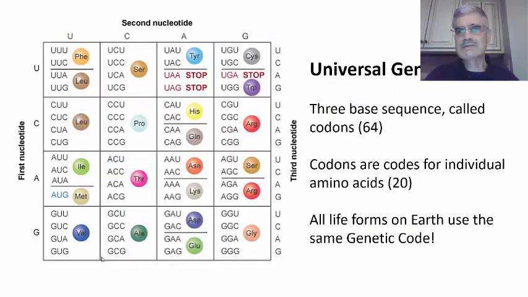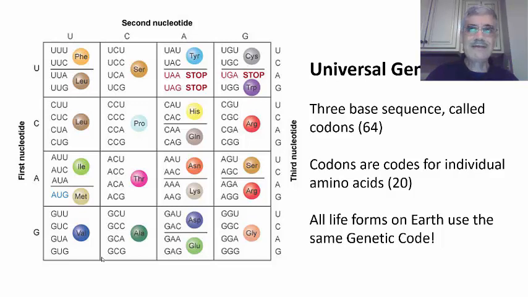This slide shows what is called the genetic code. I say it's a universal genetic code because it is used by essentially all life forms on planet Earth, from the most ancient bacteria to humans and to plants. It's used by all life forms with very, very rare exceptions, and those exceptions are very, very small exceptions to this universal genetic code.